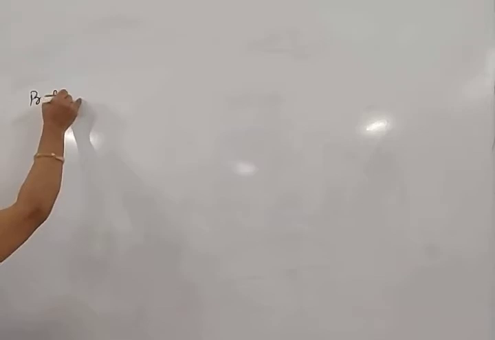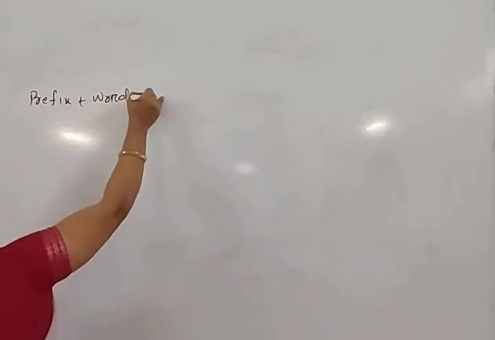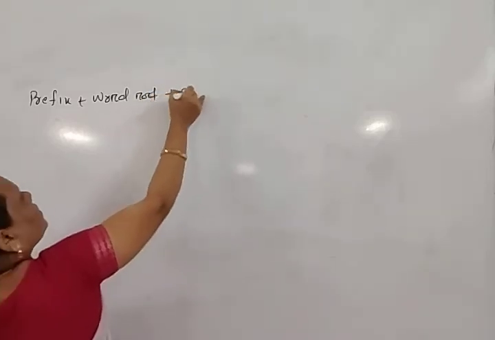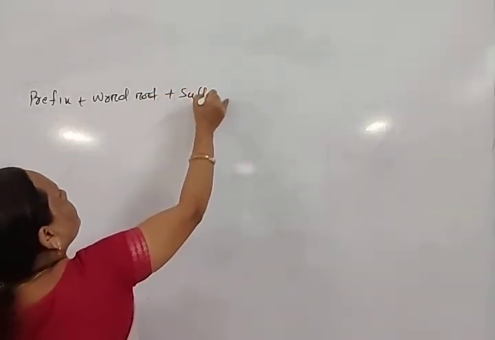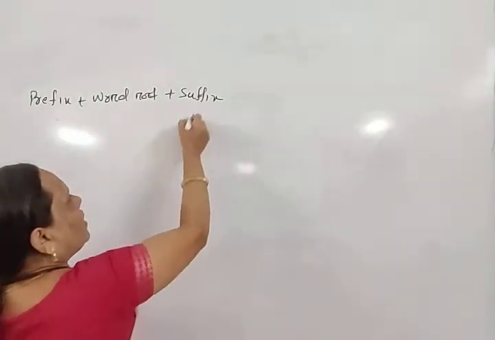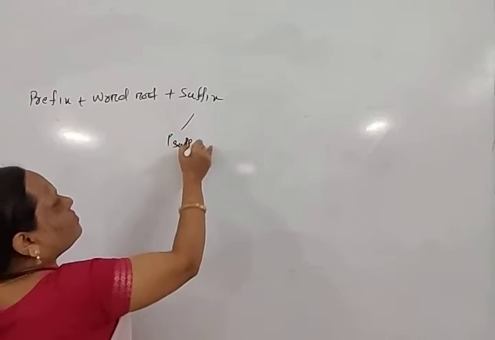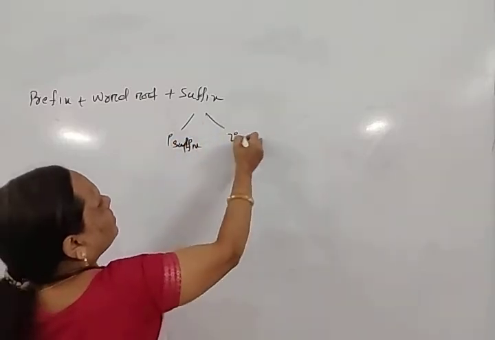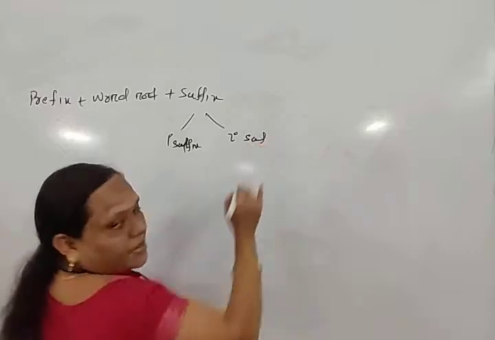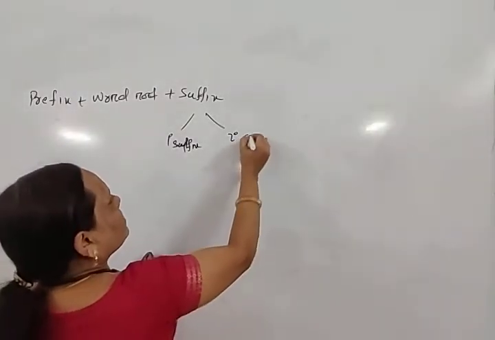One part is the prefix, another is the word root, and another is known as the suffix. And this suffix is again of two types: one is the primary suffix and another is known as the secondary suffix. Primary suffix and secondary suffix.